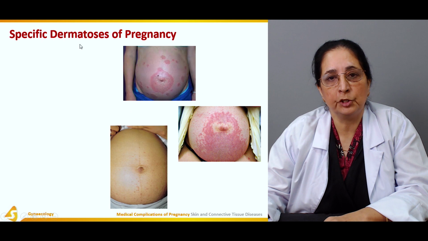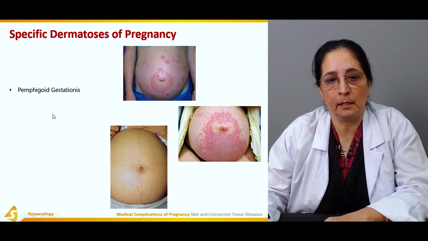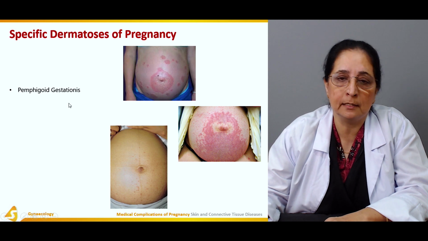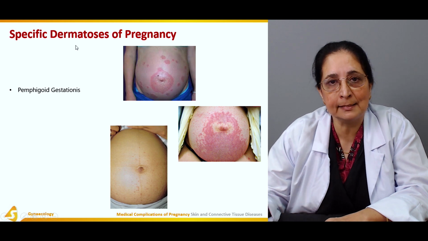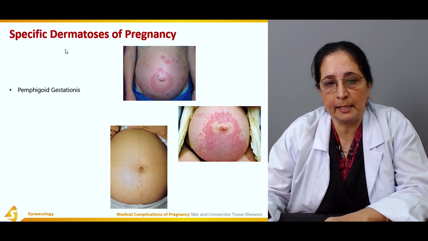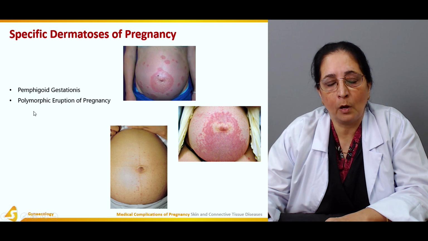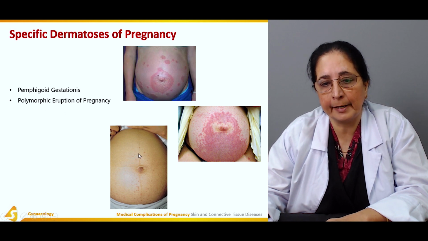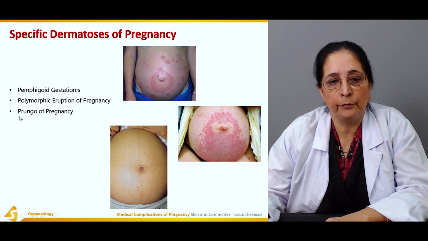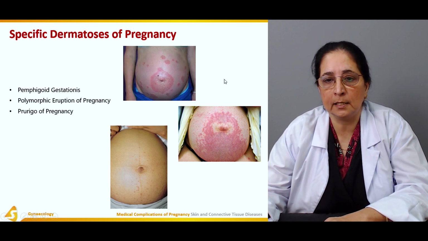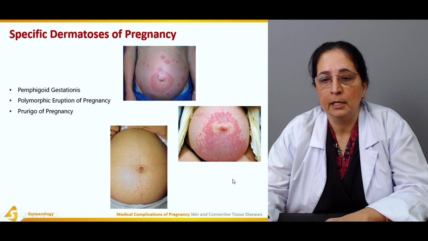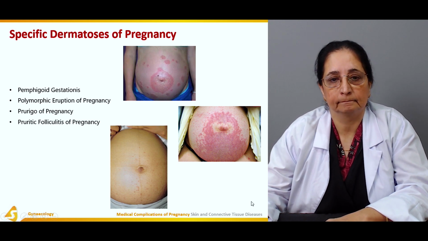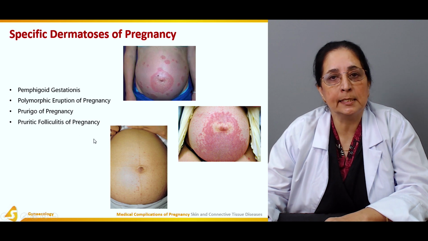Next, specific dermatoses of pregnancy. These are conditions that affect the skin only during pregnancy. We have pemphigoid gestationis, then polymorphic eruption of pregnancy and prurigo of pregnancy. So all these are different skin conditions that can be present only during pregnancy. Pruritic folliculitis of pregnancy.